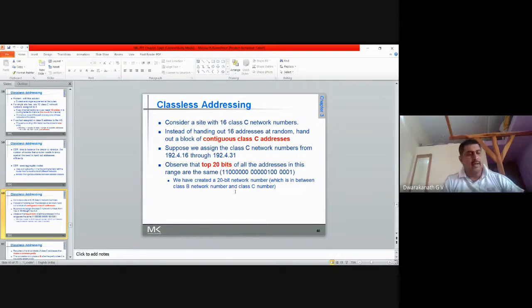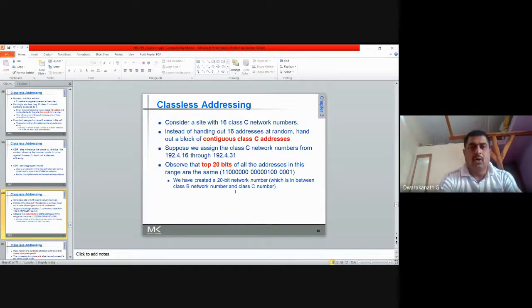First you have to take the first IP address and the last IP address of one particular block. In that particular range, what will be the common bits? First you have to calculate what the common bits are out of 32 bits. For example, assume 16 bits will be common, or 10 bits, or 20 bits. Now in this particular case, 20 bits will be common.